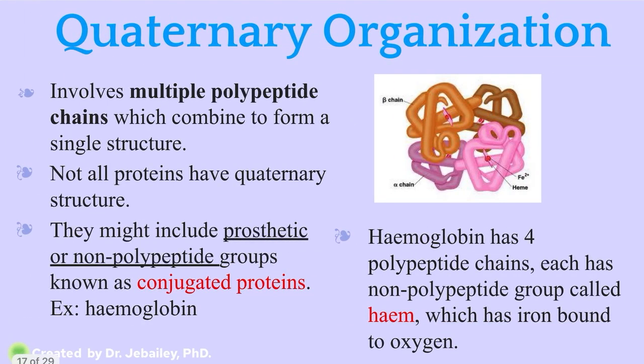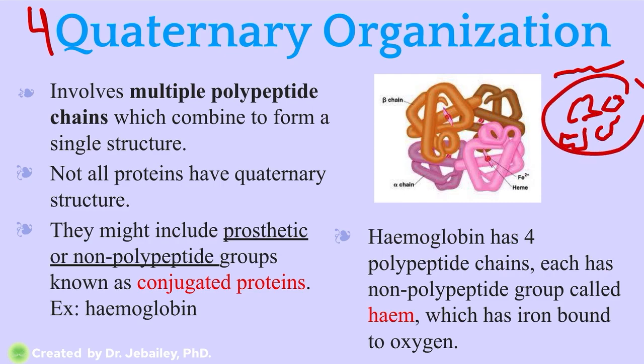And then we get to the last level, which is the quaternary. Quaternary means the fourth level. So here, we're not just made of one chain of amino acids. You actually have one and a two and a three, sometimes four, and then they come together. So it can be more than one chain of amino acids. That's why it's called multiple polypeptide chains.